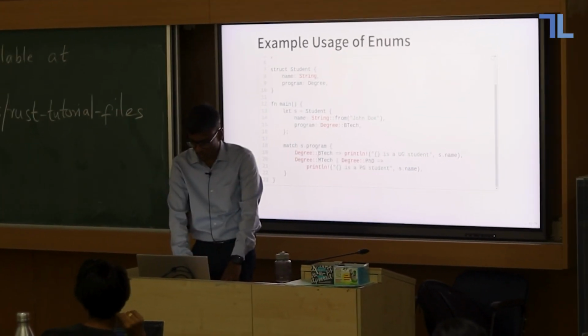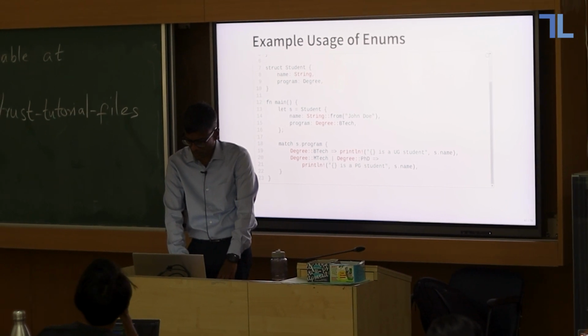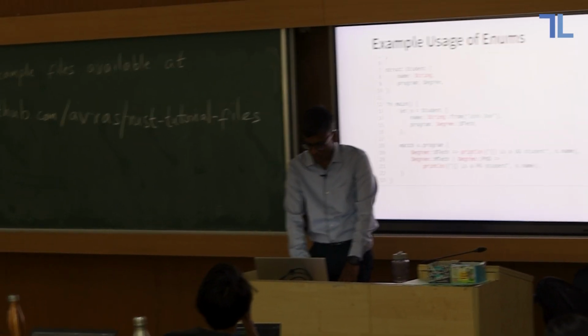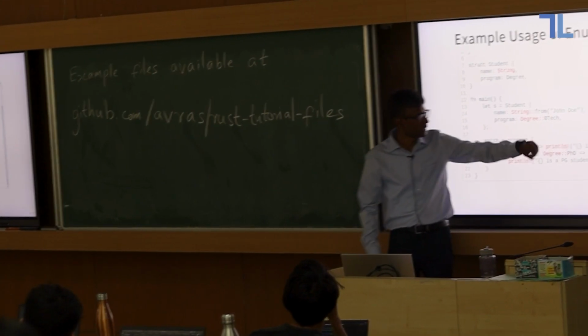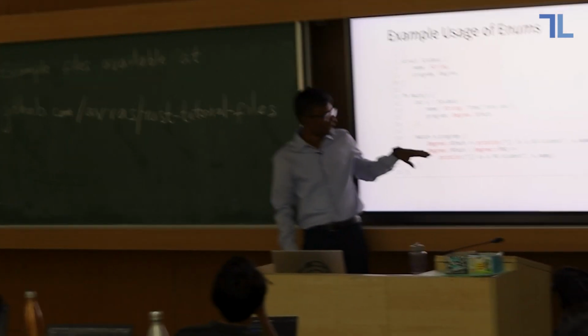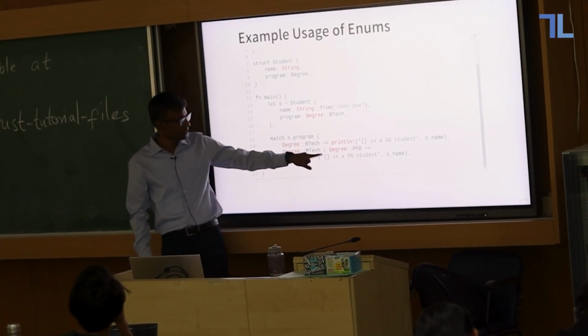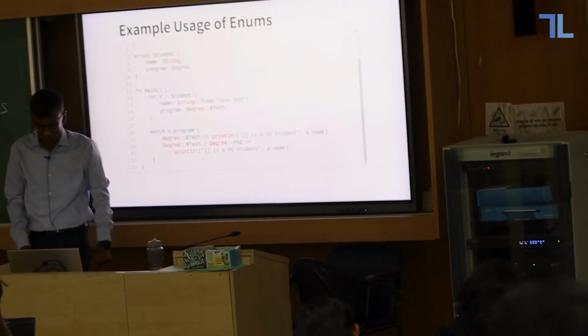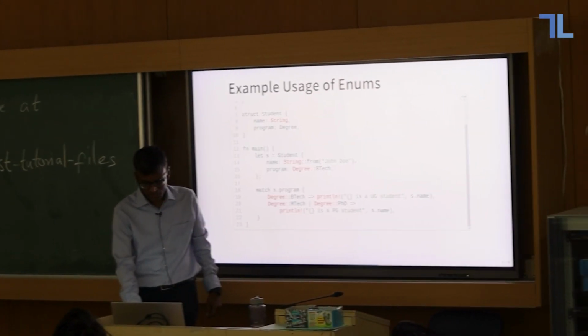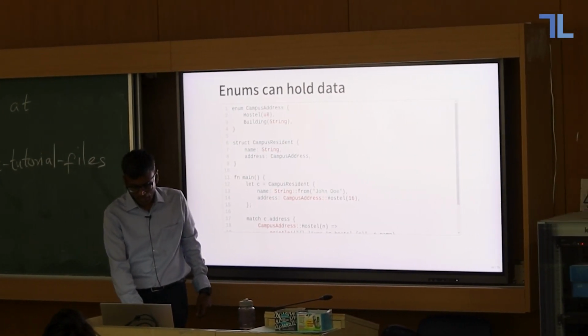In this program, the possibilities are BTech, MTech, and PhD. So if the degree is BTech, then I print that he's a UG student, and if it's MTech or PhD, again, that pipe operator is for or, then I print that he's a PhD student. So you can use enums like this, but enums also can have values.